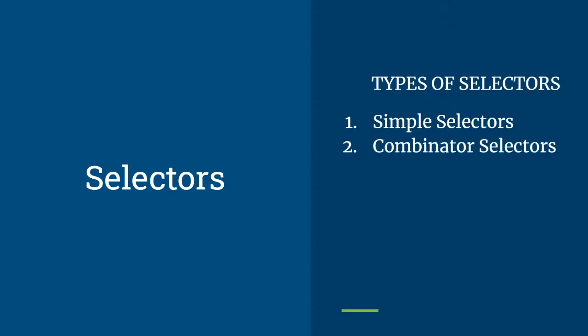So there are basically four types of combinator selectors. The first one is the descendant selector. So suppose, wait a moment. Yes, I'll just move to the VS Code.